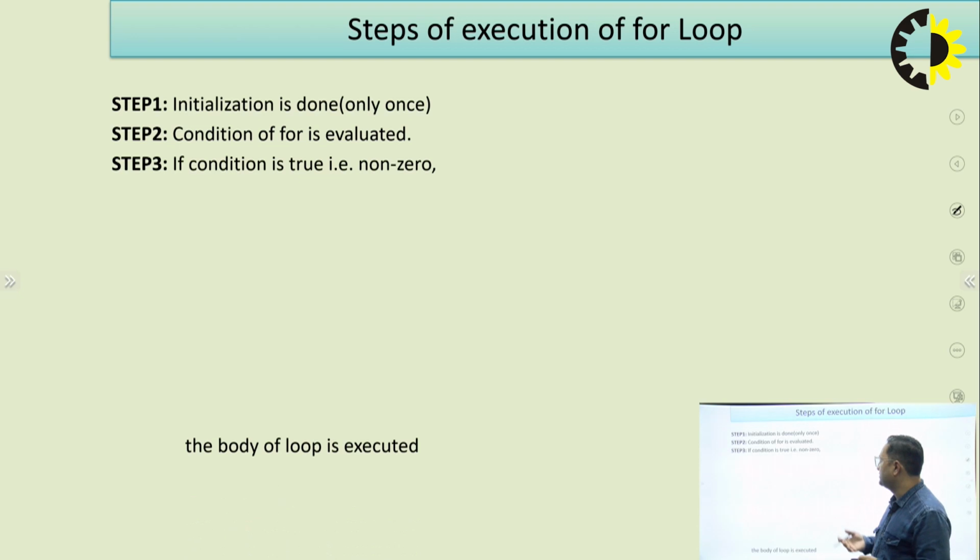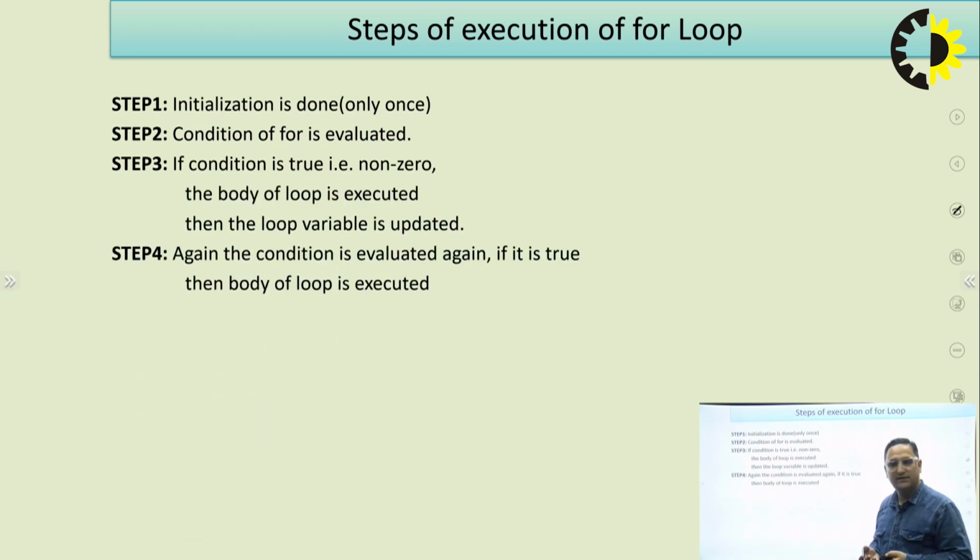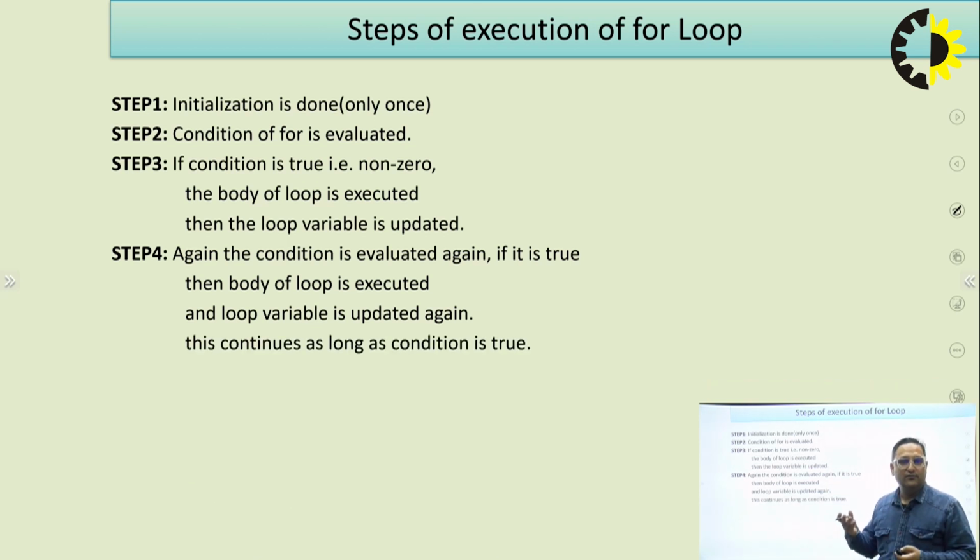So all this is happening in the for loop. Here are certain steps which you can see on this presentation. Just as in the while loop there were a few steps, in this loop also there are a few steps. Initialization is done only once, as in the while loop, but here it is within the signature of the loop.